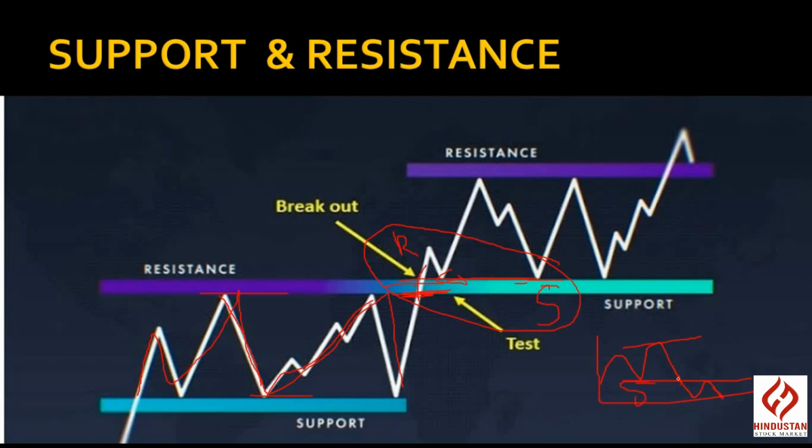Earlier it was a support. Once it breaks, next time it is likely to work as a resistance. So here also you can see, at this point again it came back, right? So once it breaks this particular line, again it comes back, this will work as a support. Earlier it was a resistance, next time it is likely to work as a support. This is the principle of support and resistance.